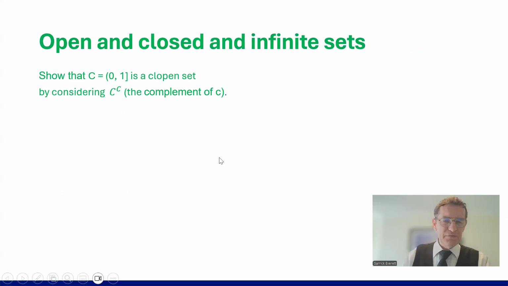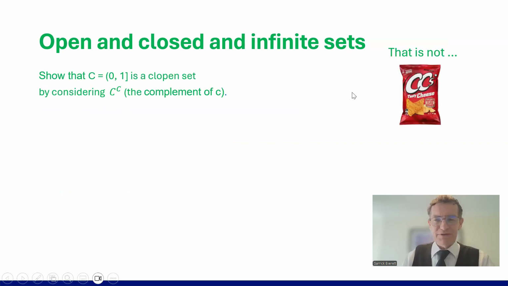Here we go, a little bit of humor. So show that C is a clopen set. You could pause the video and do this yourself by considering C complement. A little bit of humor. That is not C complement. That's a chip.